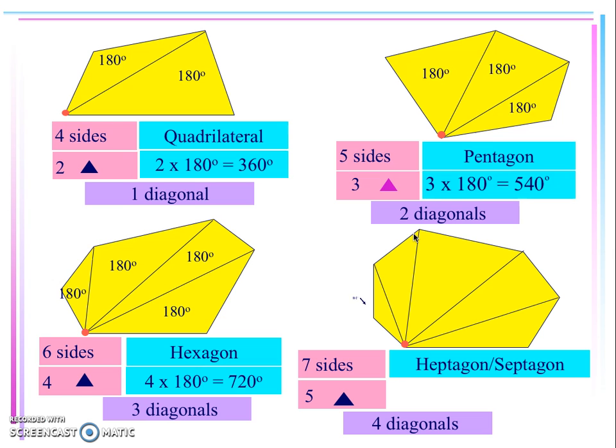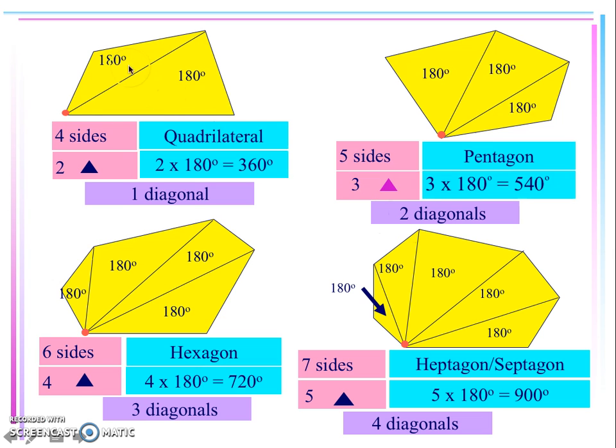This slide is from a previous video. It shows choosing one vertex and drawing your diagonals to see how many triangles there are inside that shape. Notice the number of triangles is always 2 less than the number of sides. 4 sides, 2 triangles. 5 sides, 3 triangles. 6 sides, 4 triangles. 7 sides, 5 triangles.